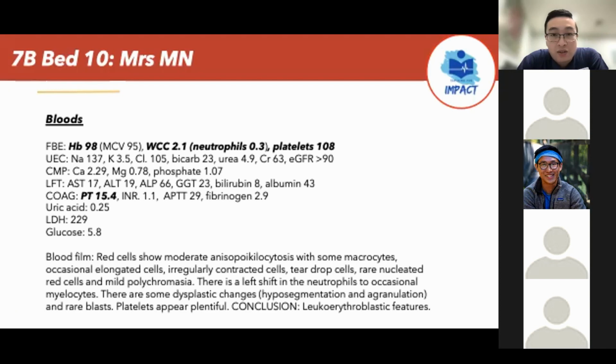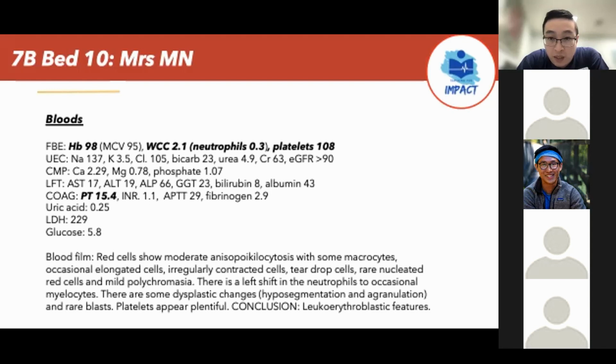And as you would expect for a patient presenting with pancytopenia, usually a lab haematology registrar has a look at the blood film. And the blood film report said that there were red cells showing moderate anisopoikilocytosis, with some macrocytes, occasional elongated cells, irregularly contracted cells, teardrop cells, rare nucleated red cells, and mild polychromasia.